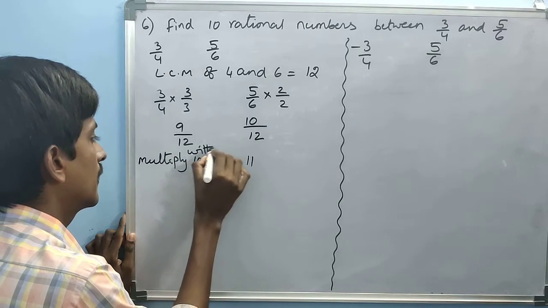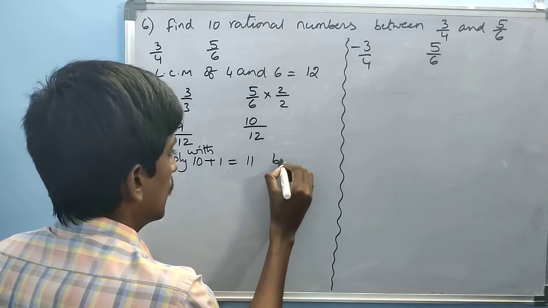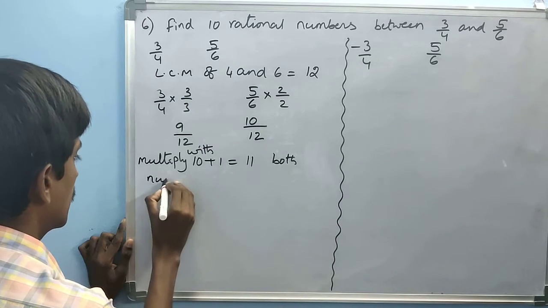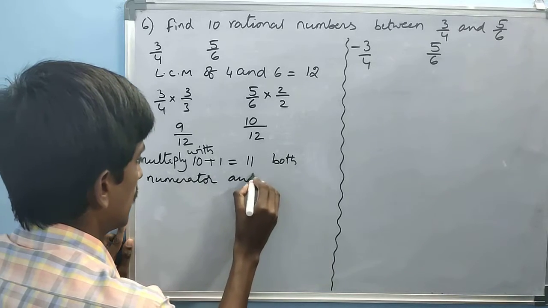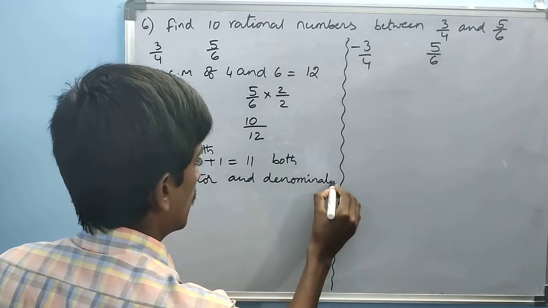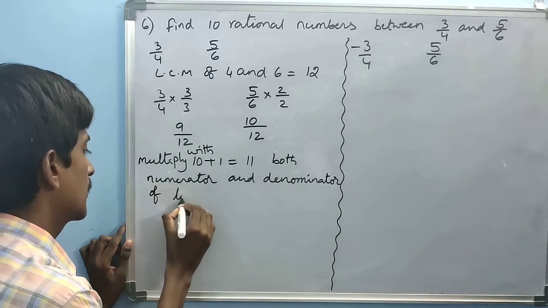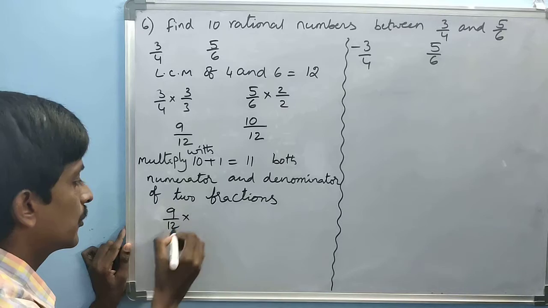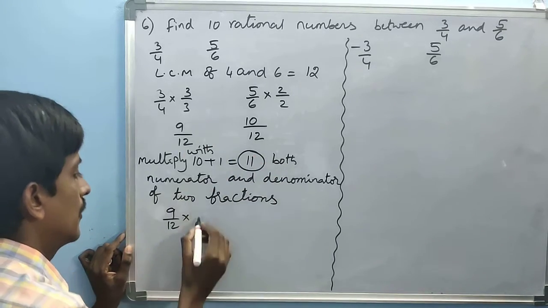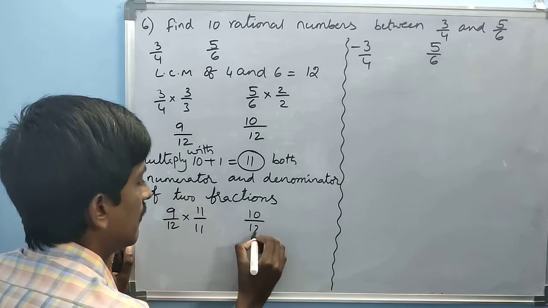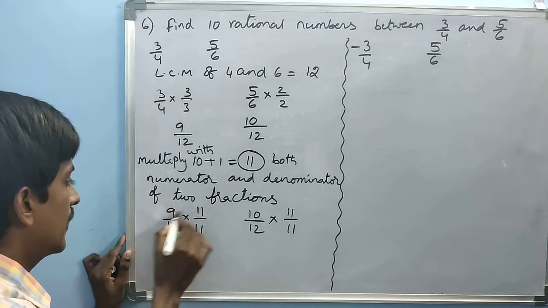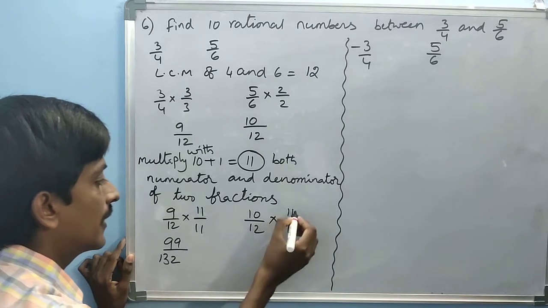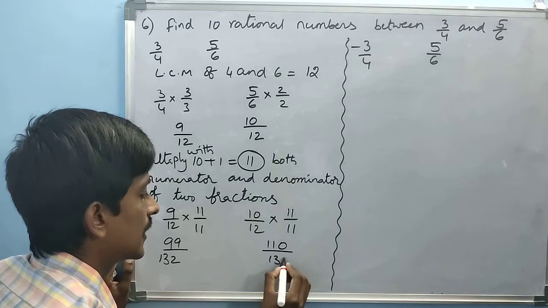Multiply with 11, both numerator and denominator, of the two fractions. 9 by 12 into 11 by 11, and 10 by 12 into 11 by 11. 9 elevens are 99, by 12 elevens are 132. 10 elevens are 110, by 132.